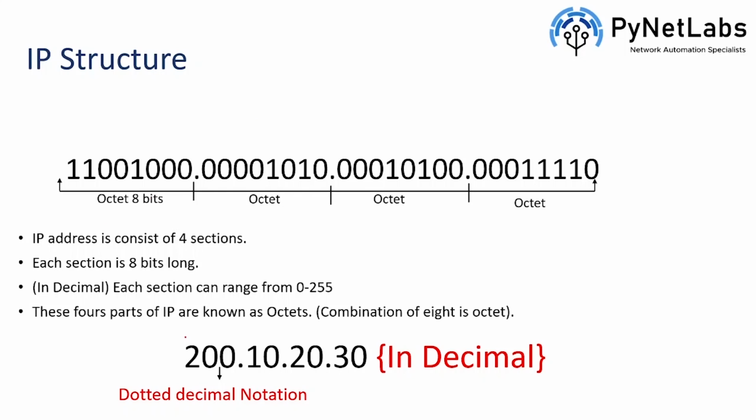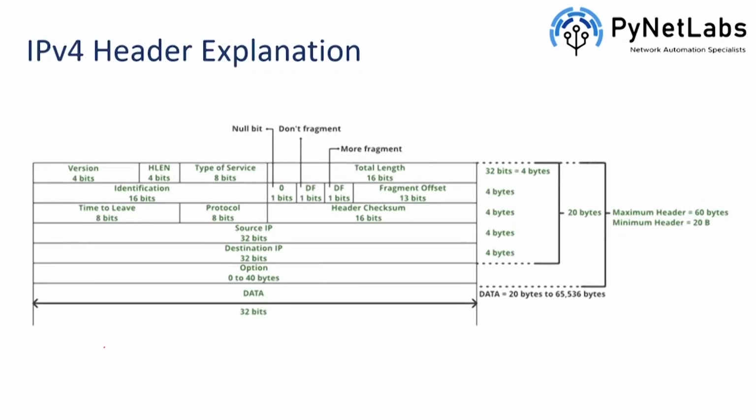Then these 4 parts of the IP are known as octets. A combination of 8 bits is an octet. So that's why we call it an octet. This is your dotted decimal notation, which is represented with the decimals and some periods, right? Then this is how your IPv4 header looks like.